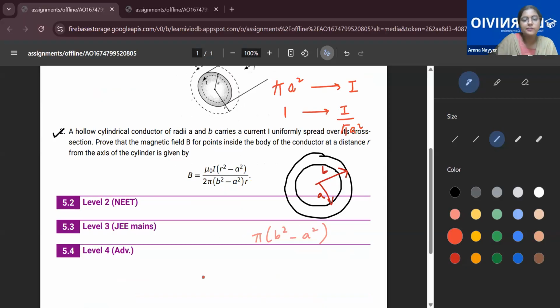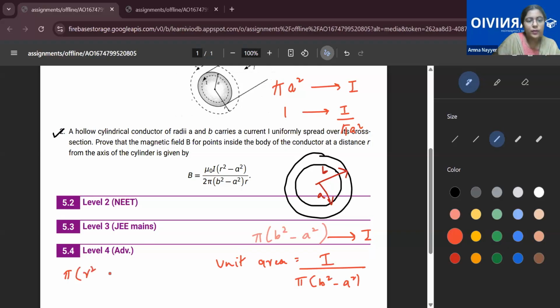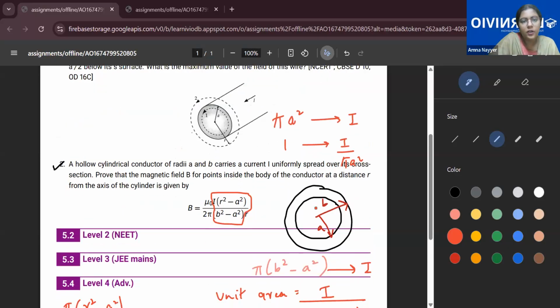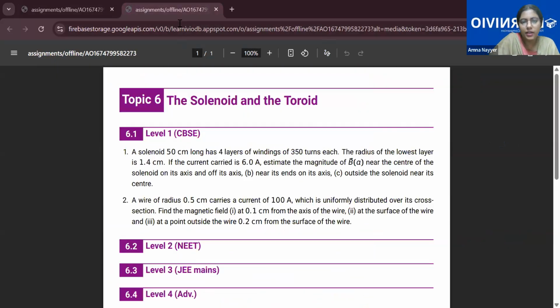How much will you have? This much is giving you the current I. So unit area will have I by pi b square minus a square. So how much will the area pi r square minus a square have? You just have to multiply, class. You will obtain this as it is. Same question, same approach. So this was to be done in this question, and the first one was exactly what we have done.